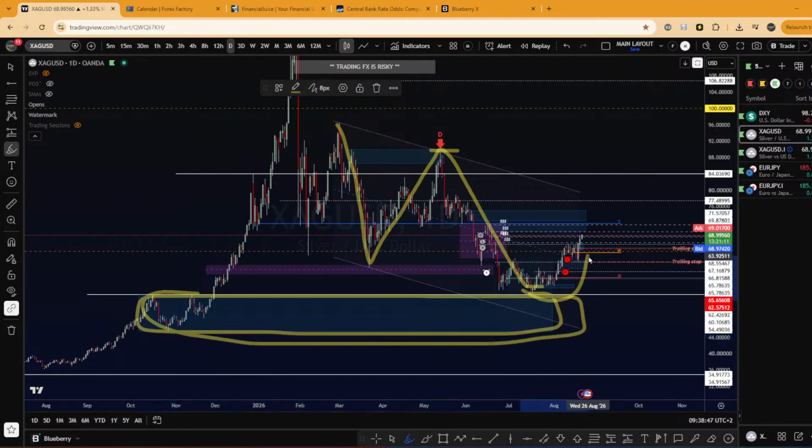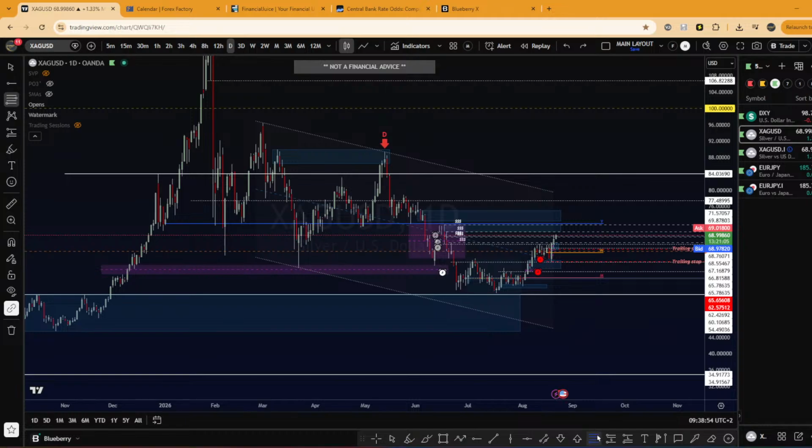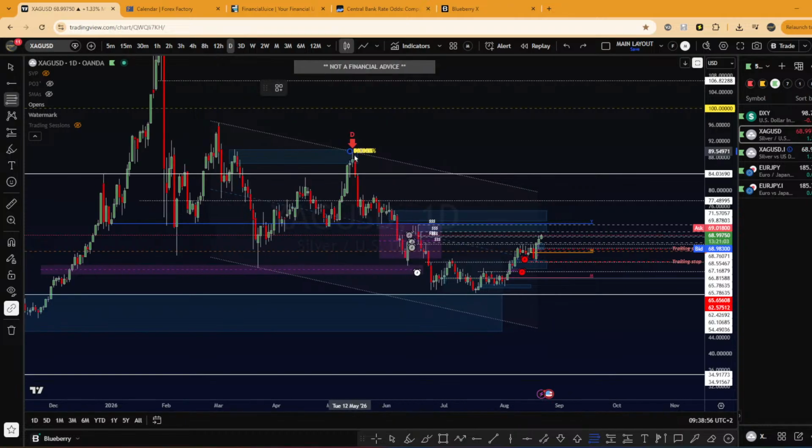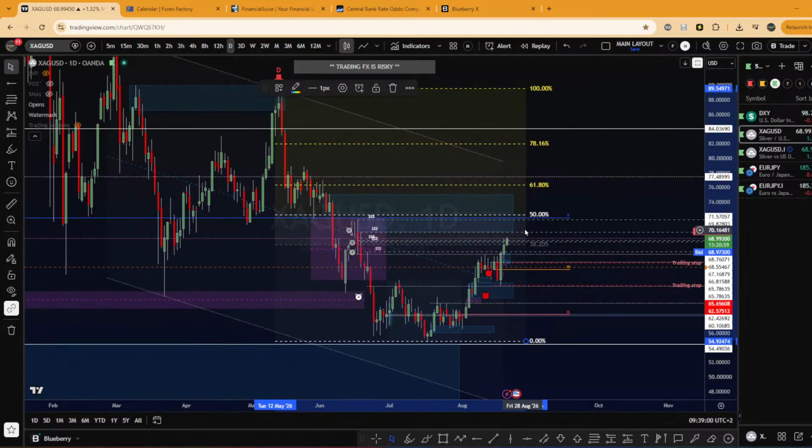For me, it is a nice bounce off of this demand. If I pull out the Fibonacci tool from this high, this last daily leg, you see how we still have room to target the 50%. You see, we have some room.